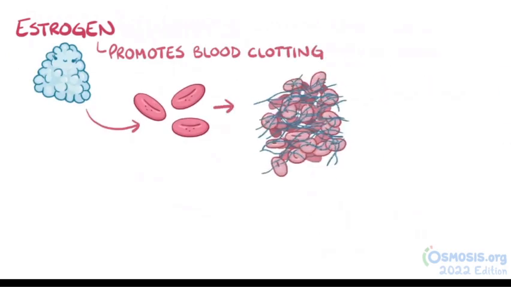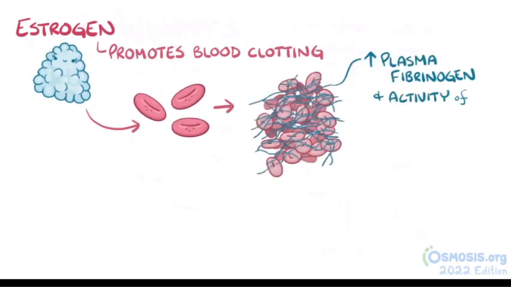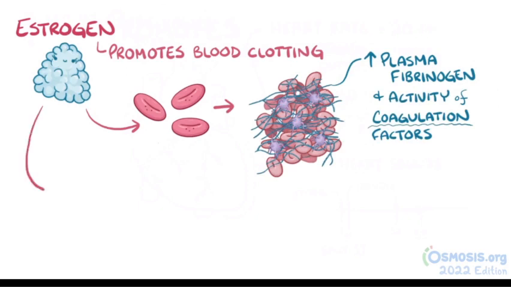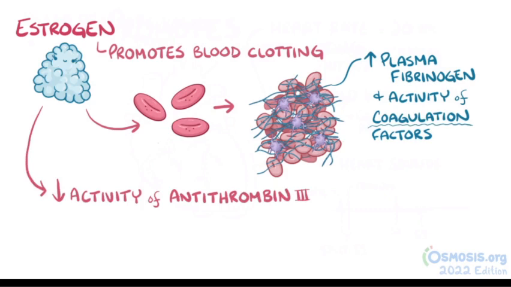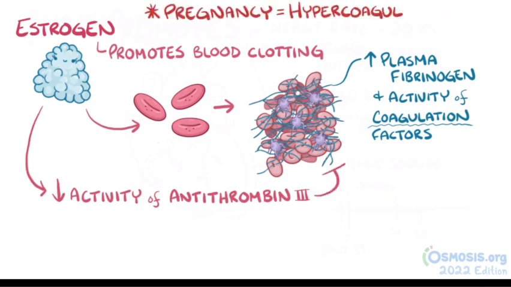Finally, estrogen also promotes blood clotting by increasing plasma fibrinogen and the activity of coagulation factors, as well as enhancing platelet aggregation, all of which normally promote coagulation. At the same time, estrogen decreases the activity of antithrombin 3, which normally inhibits coagulation. Therefore, pregnancy is a hypercoagulable state, and it makes sense for it to be this way, so there will be as little bleeding after delivery as possible.